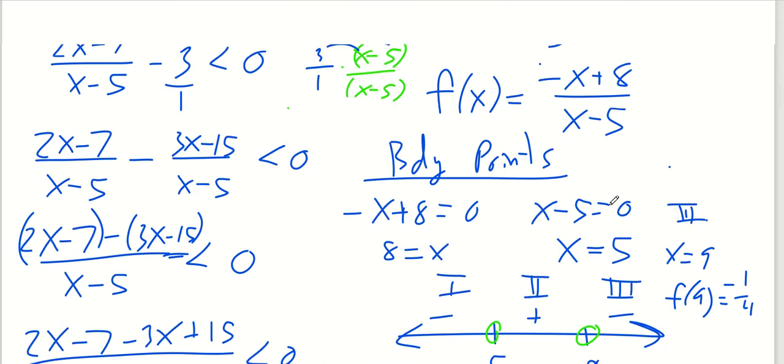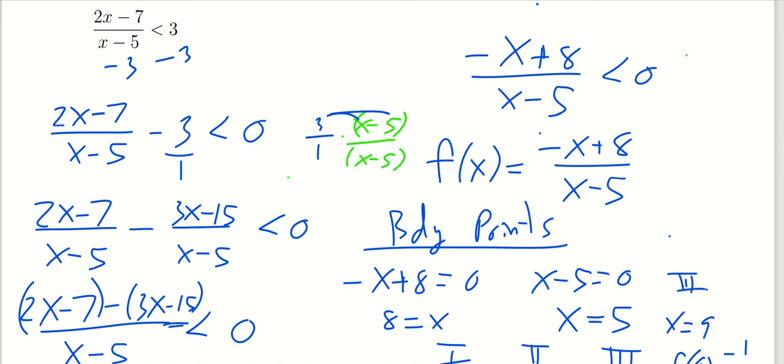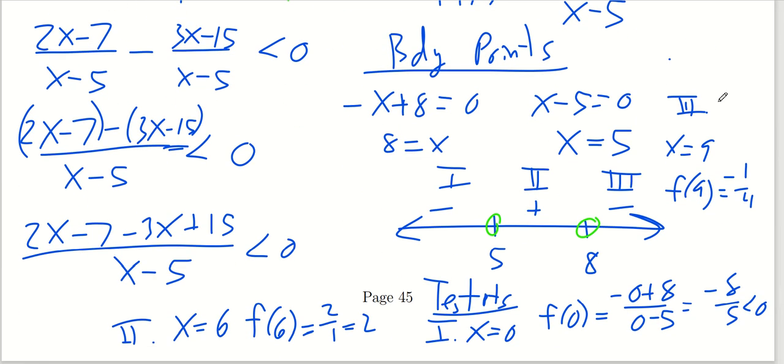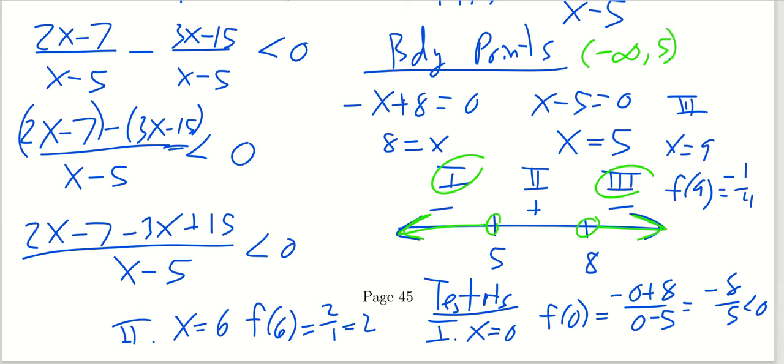So we now know the sign. Let's look at the direction of the inequality. Because it's less than, we need the intervals where the function is negative. That should be regions 1 and 3. So our solution set is going to be negative infinity to 5 not included, union 8 to infinity, where again the 8 is also not included.